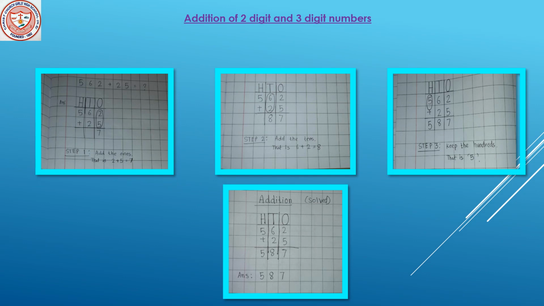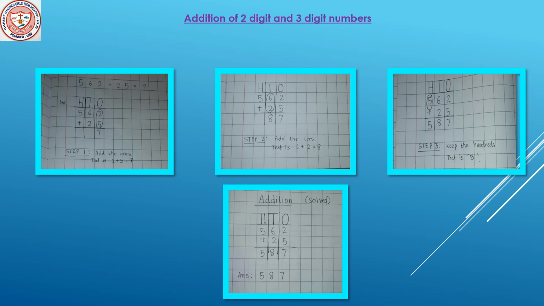Here is also an example from your previous exercise, and that is 562 plus 25 is equal to what? How will you solve it? Like this. Look, 562 plus 25. Step number 1. Add the ones. It means 2 plus 5 is equal to 7. Step 2. Add the tens. It means 6 plus 2 is equal to 8. Then step number 3. Keep the hundreds. That is 5. Okay? And now we get the answer.